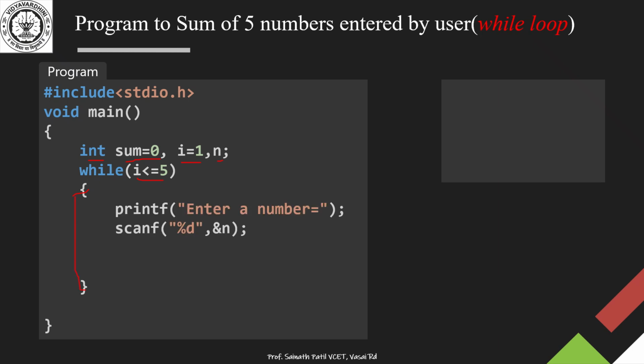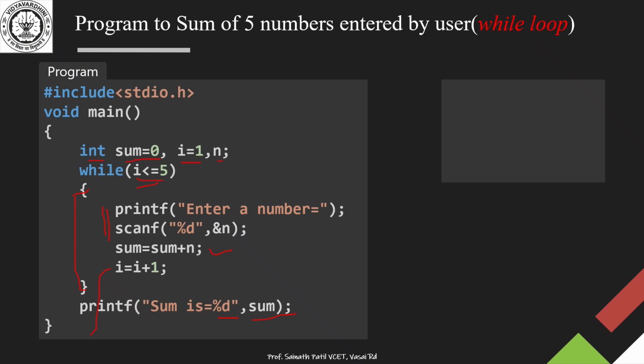Now under the while, I'll ask the user to enter a number: printf, enter a number, and scanf %d. So this first statement will get executed 5 times, which means 5 numbers will have to be entered by the user. Then we have to add this number. So we'll write the statement sum is equal to sum plus n. This is the statement to add the entered numbers. Then i is equal to i plus 1, incrementing the value of i. Once it comes out of the while loop, we have to print the sum. So the statement is printf sum is equal to %d, sum. And this is the program.